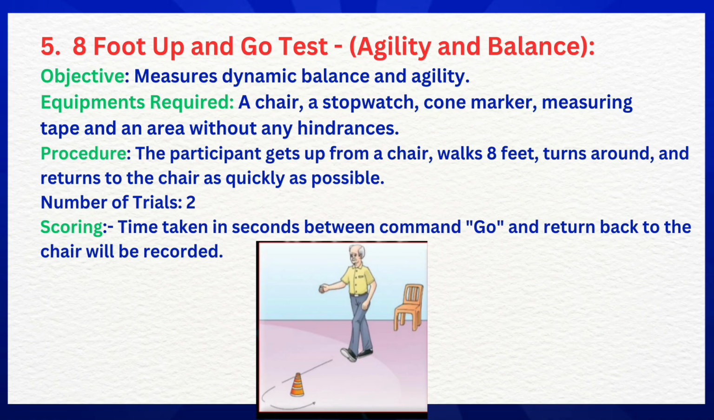Procedure: the participant gets up from a chair, walks 8 feet, turns around, and returns to the chair as quickly as possible. Number of trials: 2. Scoring: the time taken in seconds between the command, go, and return back to the chair will be recorded.